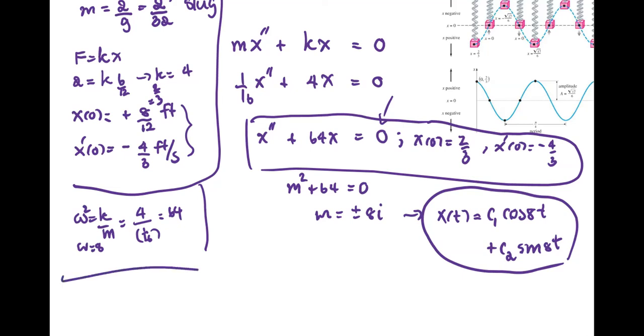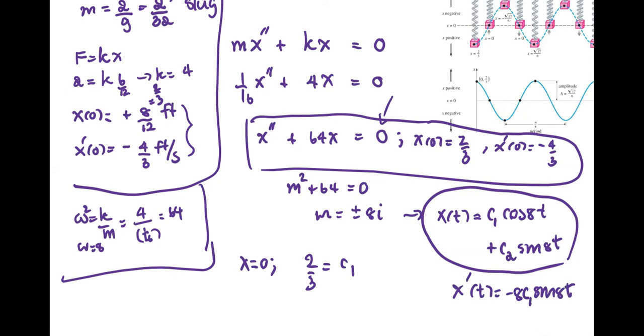So for x equals 0, we have 2 over 3 equals... the cosine at 0 is 1, so we get c1, and sine at 0 is going to be 0, so c1 is 2 over 3. And then for x prime, let's put a note here, x prime at t is negative 8 c1 sine 8t plus 8 times c2 cosine 8t.